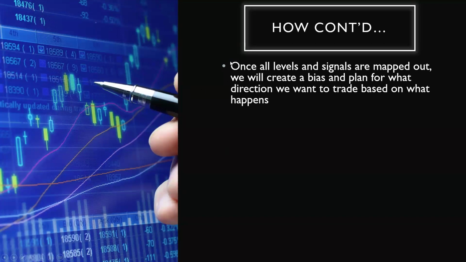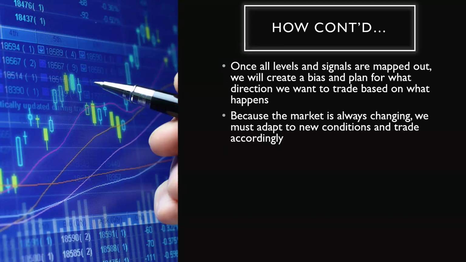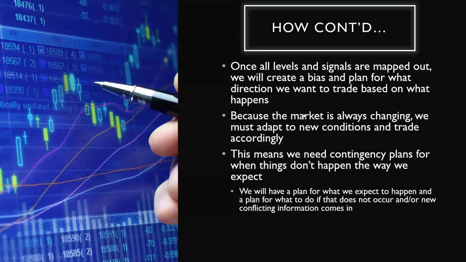So we want to have a plan, right? We want to say, hey, look, if this level holds, maybe this is something that bolsters our bias for this type of direction. Because it's always changing, we need to be able to adapt to these new conditions and trade accordingly when new information is coming in, when the market is changing, and maybe it's doing something different than what you originally expected. So this means we need contingency plans for when things aren't happening the way we expect, right?